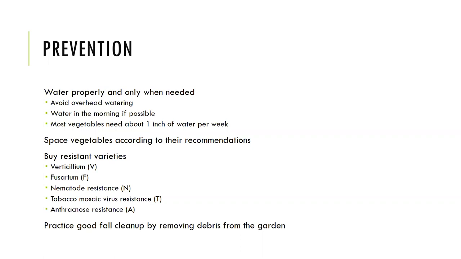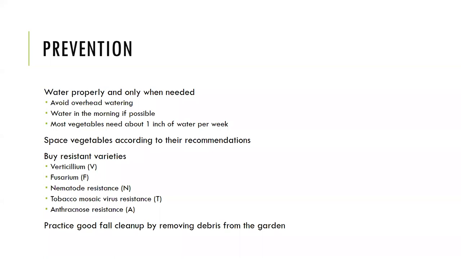Next up is buying resistant varieties. Some vegetable varieties, like I've mentioned, have resistance bred into them. So you'll want to look for a few key letters. This is especially important on tomatoes. So if you see a V, that's resistant to verticillium. F is fusarium. N is nematode resistant, which is a really small worm-like animal or organism, I guess would be a better word, that can impact rooting.